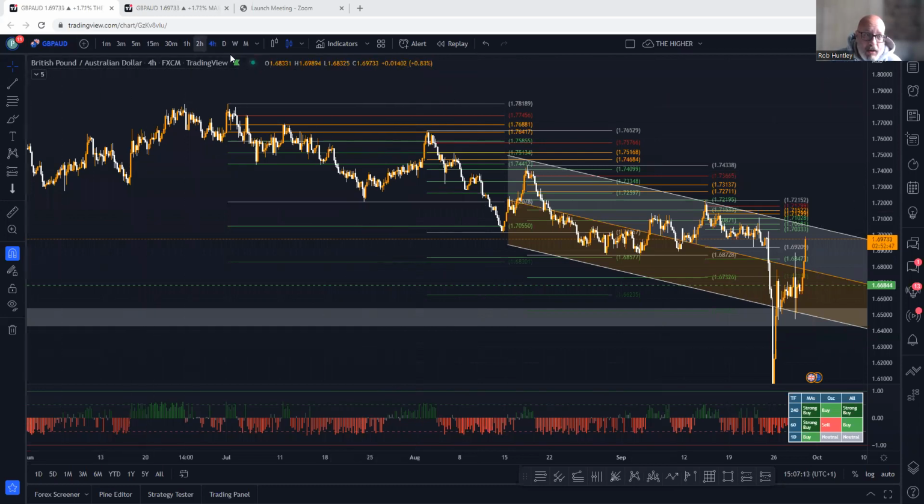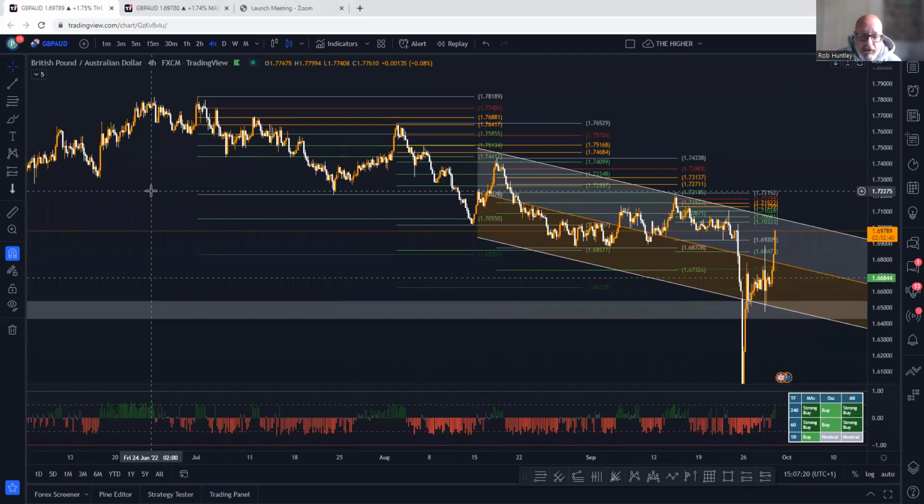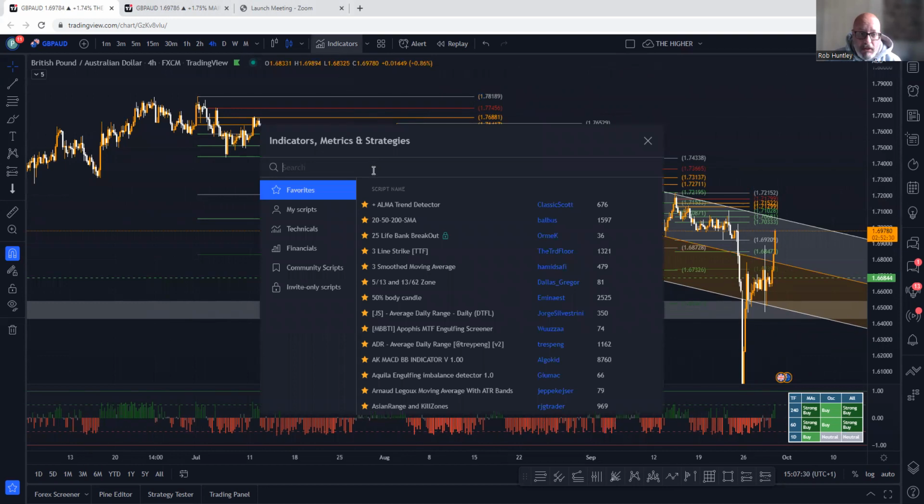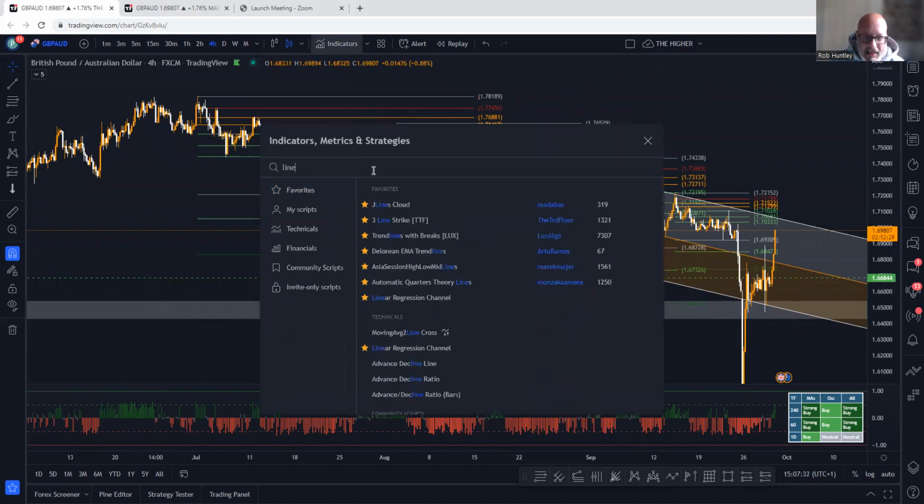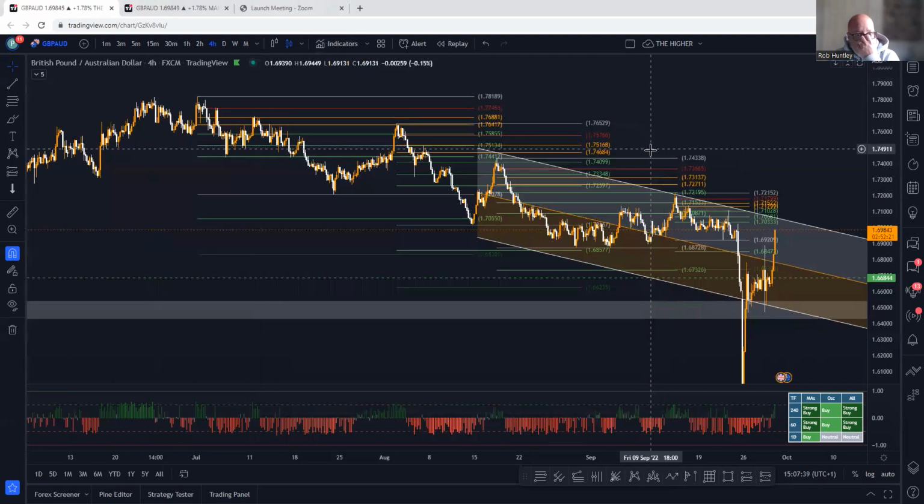This is on the 4-hour time frame, and I have a couple of indicators on the chart. I have this one here, which is this sort of channel thing. It's called the linear regression channel. So if you go to indicators and type linear, there we go, linear regression channel, and that automatically puts this channel in place for you.